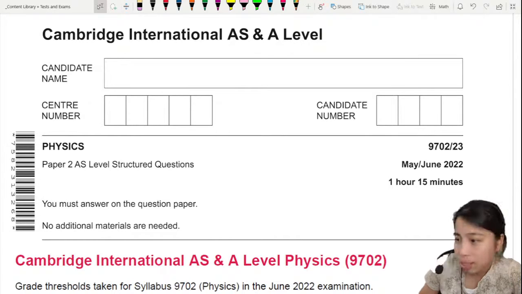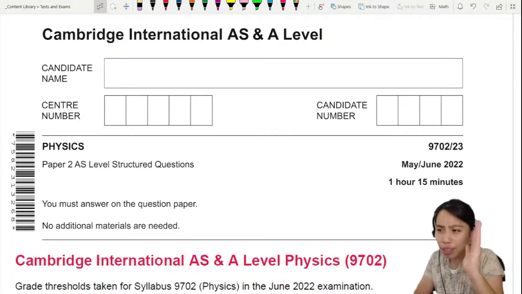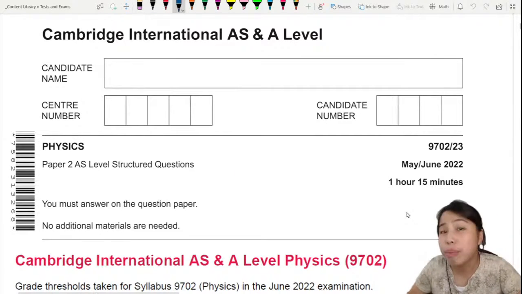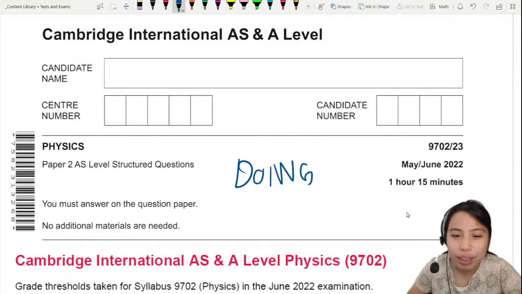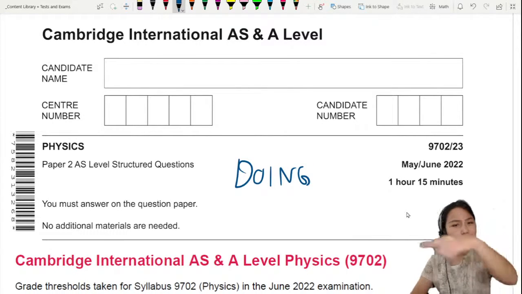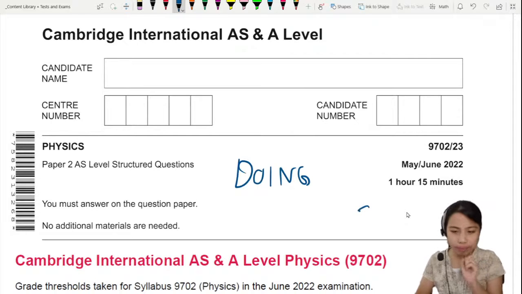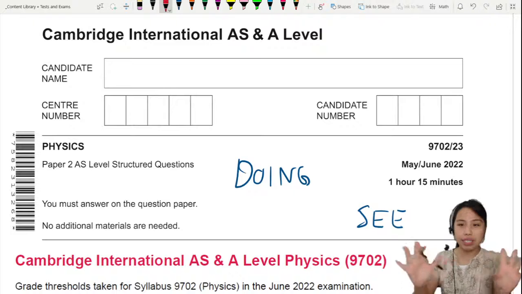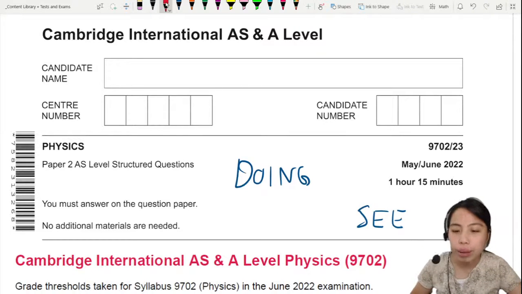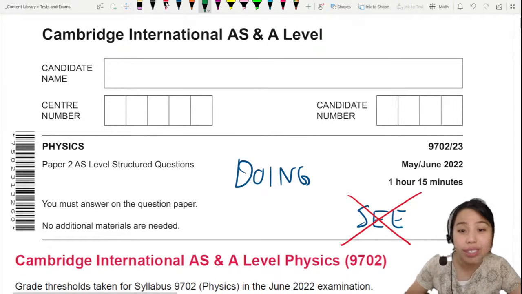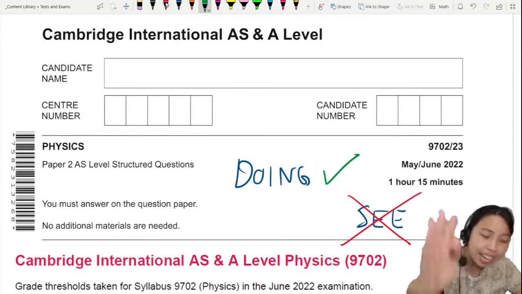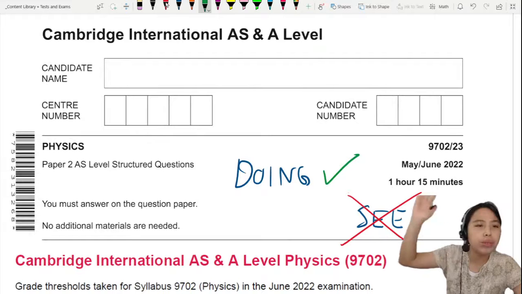Before you start this stream, make sure you have tried the paper. If you have not tried the paper, let me warn you that you have to learn physics by doing. If you say, oh, I'm just gonna watch Miss Ellie solve some questions and I will magically get good at physics, it doesn't work that way. You don't learn physics by seeing people solve questions. You learn physics by doing the questions, struggling through the questions, and then you realize, oh my goodness, I don't know how to do this.